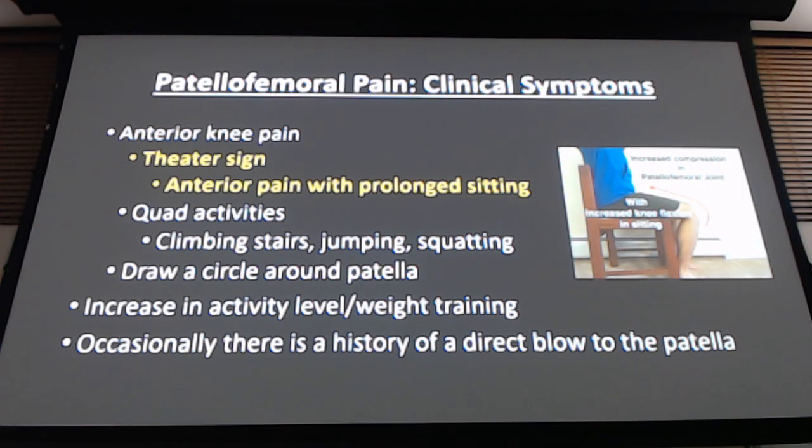Timing, right? Timing stuff. I just started a new workout program that involves Olympic weightlifting. Have you ever done this before? No. Okay. So that could be a causative factor.